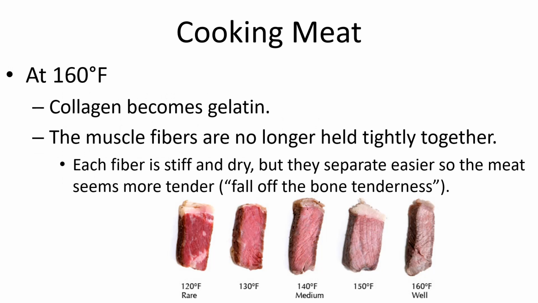At 160 degrees Fahrenheit, the collagen becomes gelatin. Gelatin is the ingredient in Jell-O that gives it its wobbly-like texture. Just like Jell-O, this gelatin is very easy to separate, so the muscle fibers become easy to separate from one another. The individual fibers are still quite stiff and dry, as the majority of the water has been squeezed out from between them. But they separate relatively easily, so we often characterize this as a fall-off-the-bone tenderness. Note that the entire portion of meat is a dark brown throughout, not just at the surface.